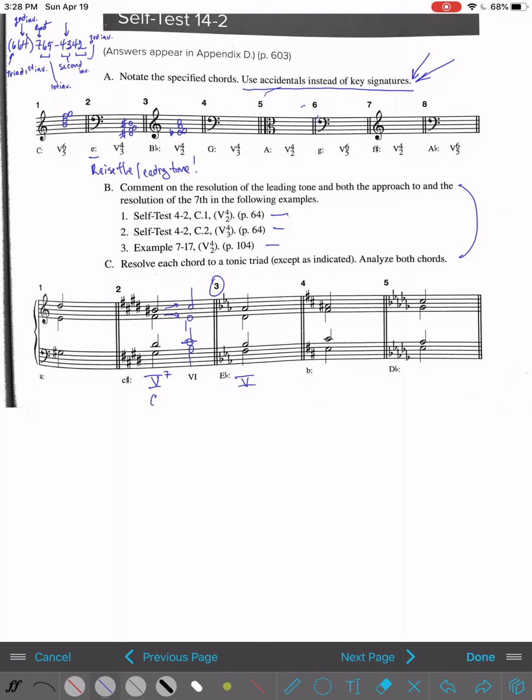What would it be? Okay, yeah, so it's 5, 4, 3, because we've got the 5th in the bass, right? Now we've got two options for this one. We can either go upward, or we could go downward, right? I'm going to just choose. Yeah, why not? Let's just go downward. So let's go down here.